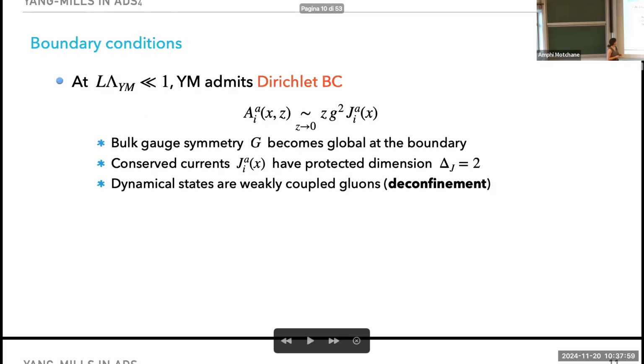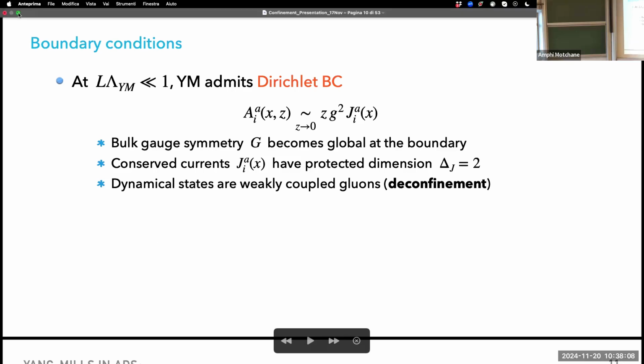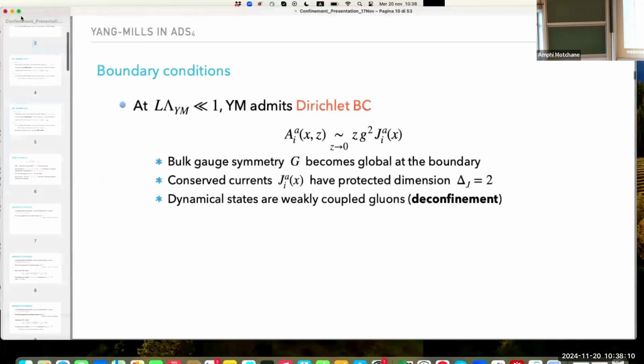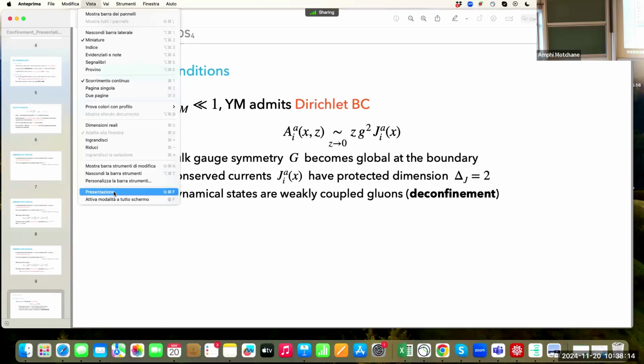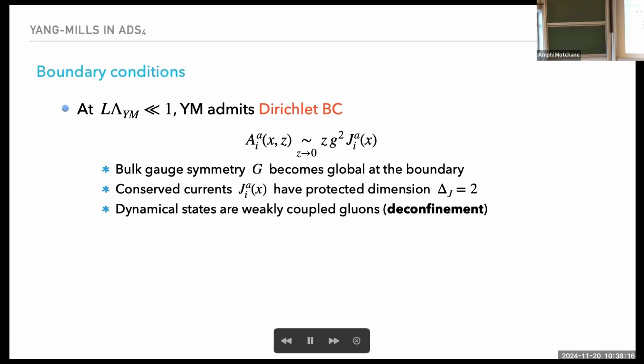One possible boundary condition is, I don't know why it's, sorry, I don't know why it's, okay, I can. Sorry. Okay, that's it. Okay.